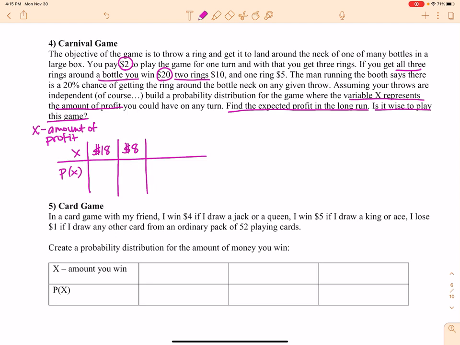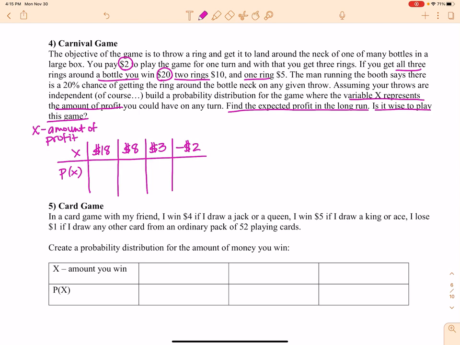Next scenario. I plop down my $2. They give me 3 rings. I miss 2 of them. I get 1 of them. They hand me $5. I have profited $3. And don't forget the other scenario. I plop down my money and I miss all 3 rings, which means I am out $2. Poop. Okay? Yes, you can have a negative up there.